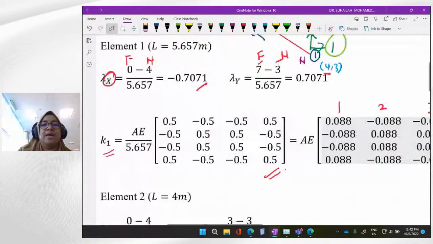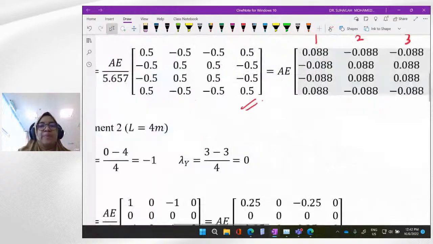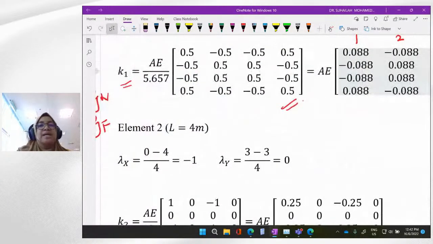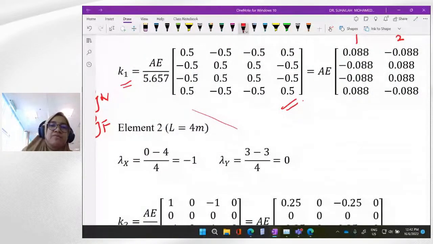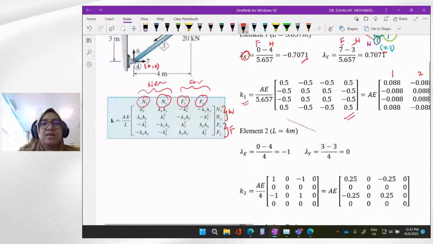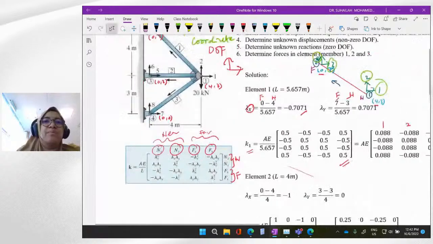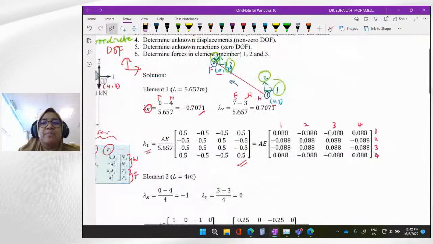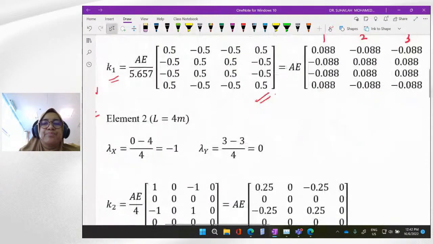Now we move to element number 2. For element number 2, the length is 4 meters. In order to analyze element number 2, again we do the same as what we did before.